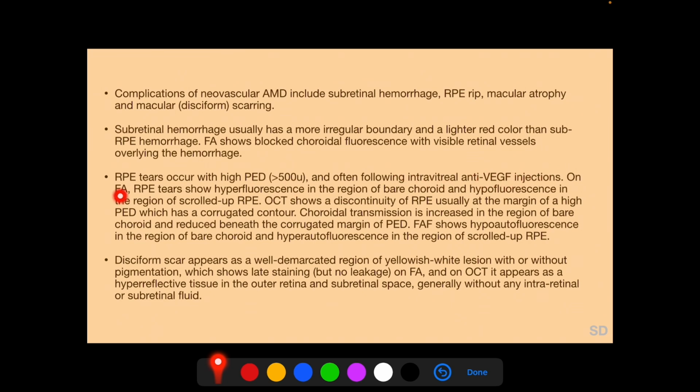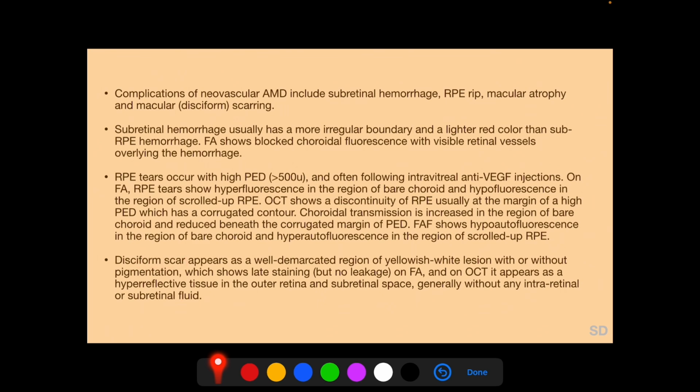On fluorescein angiography, RPE tears show hypofluorescence in the region of the bare choroid and hyperfluorescence in the region of scrolled up RPE. OCT shows a discontinuity of RPE, usually at the margin of a high PED, with the PED having a corrugated contour. Choroidal transmission is increased in the region of bare choroid and reduced beneath the corrugated margin of PED. Fundus autofluorescence shows hypoautofluorescence in the region of bare choroid and hyperautofluorescence in the region of scrolled up RPE.